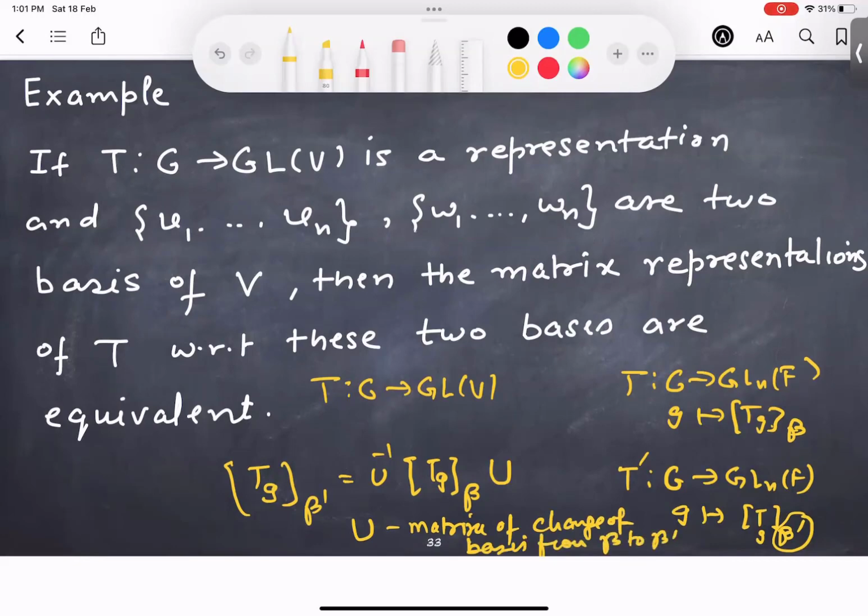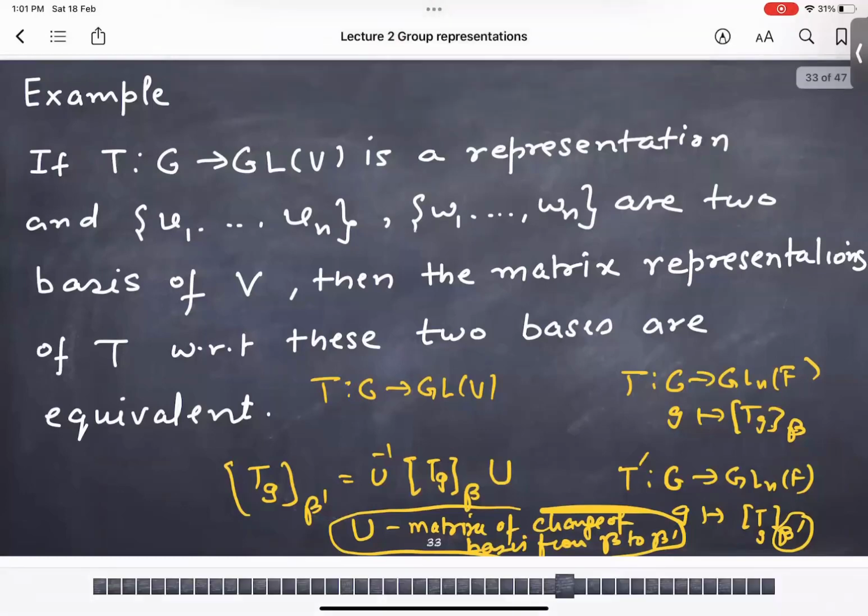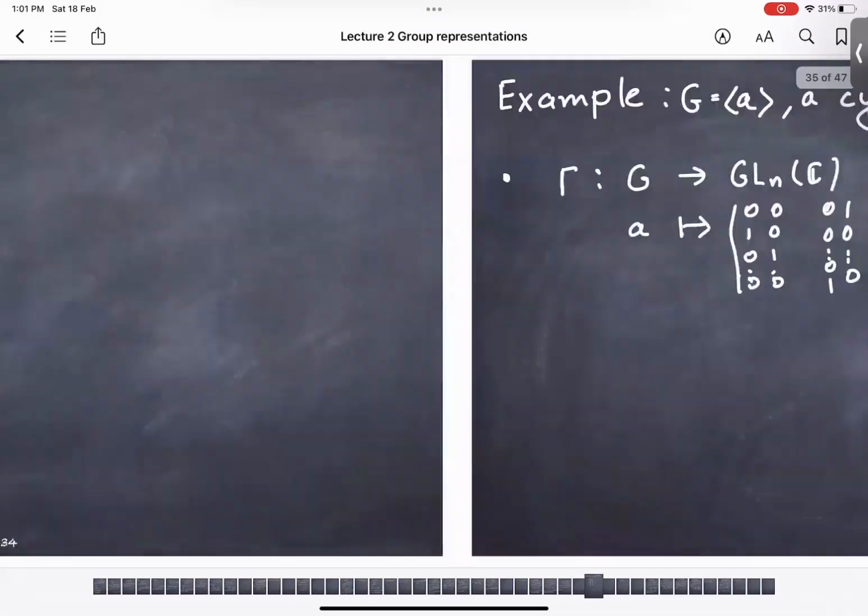Now, this is independent of g. This has nothing to do with g. So if I change the basis and get two matrix forms of one representation, then those two are equivalent representations. So you're not going to get anything new up to equivalence.